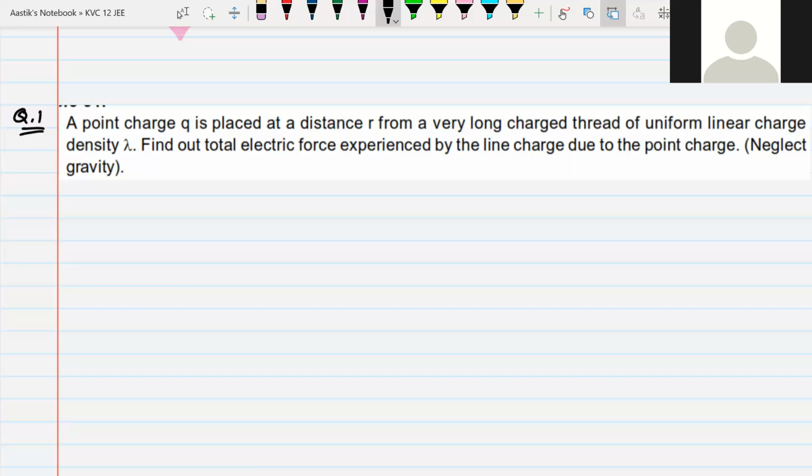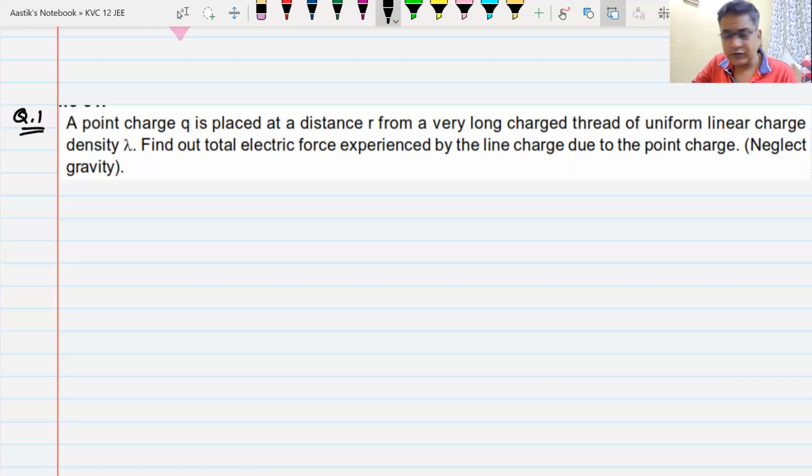Lambda q by 2 pi epsilon naught r. Yes, beta? That is correct. So it would be difficult for you to find out the force due to charge on the line, but it is very simple for us to find out the force due to line charge on the body. Yes or no? It is easier because you know the electric field due to the line charge.